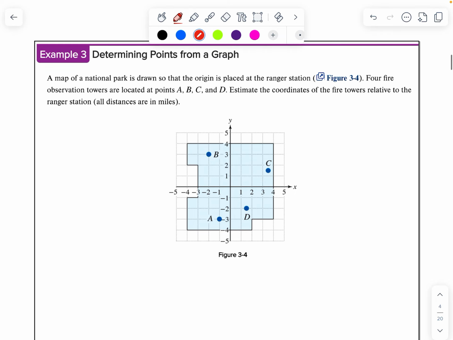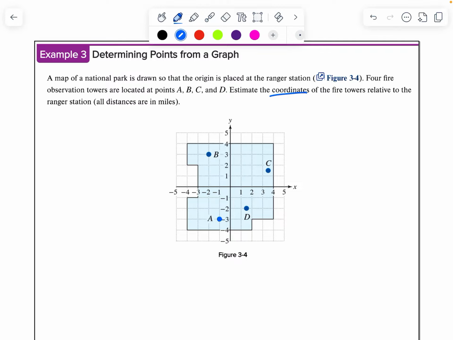All right, here we have a map drawn. All of the ranger stations are dotted as A, B, C, and D, and they're all within the map. They're all within the national park. It wants the actual coordinates of each of these points. Estimate the coordinates of these points.